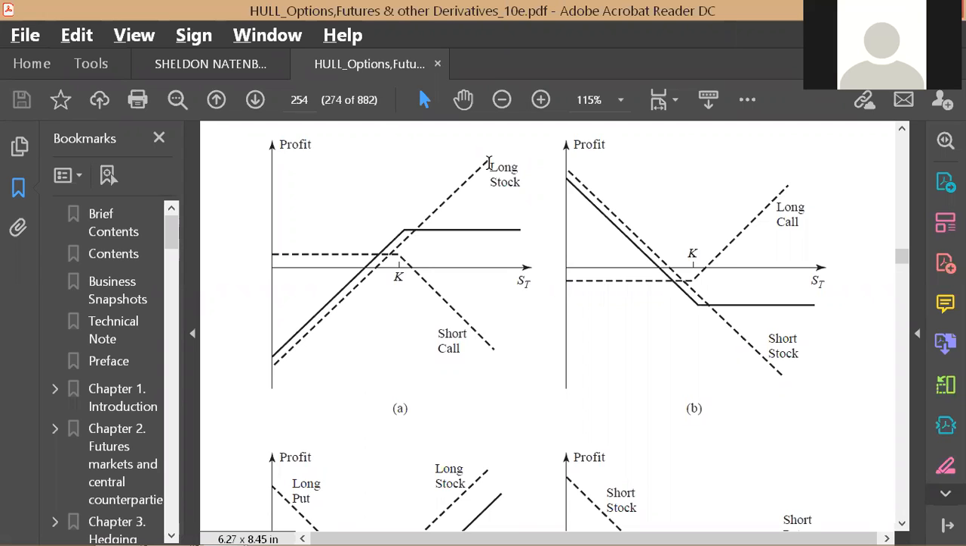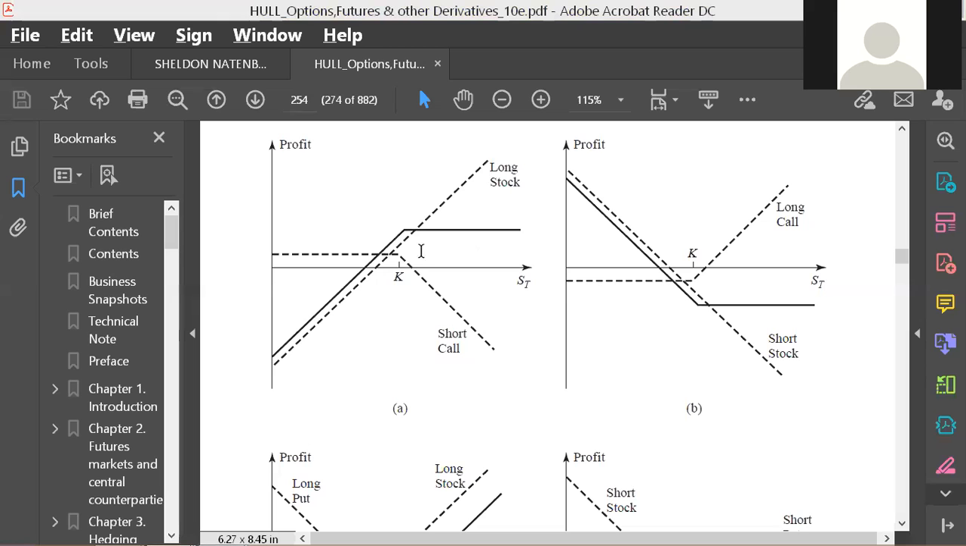Sir, long call. Correct. So Gaurav is correct. Okay, long call. Yeah, Ketan has also said long call. So you're correct. So that is the right answer.